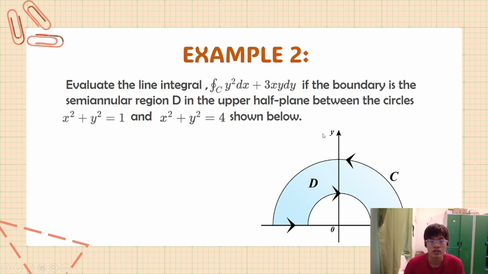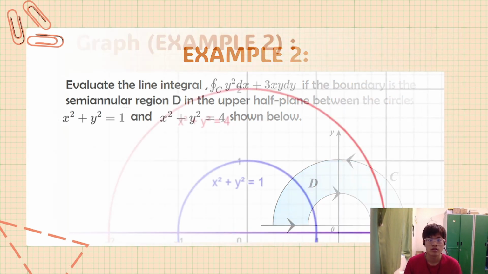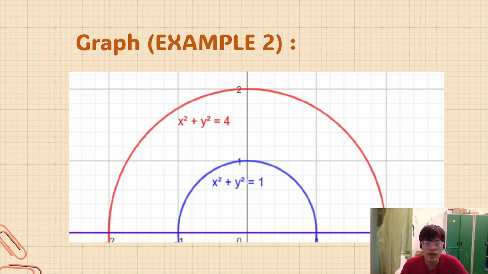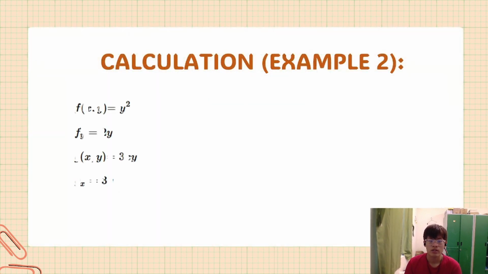When we get this kind of question, the first thing we need to do is plot the graph. So we also use the GeoGebra app to plot our graph. This red line, the bigger circle, is represented by the equation x squared plus y squared equals 4. It has a radius of 2 and a theta of pi. And the smaller circle is represented by the equation x squared plus y squared equals 1, and it has a radius of 1 and a theta of pi. Okay, so now we will continue with the calculation part.